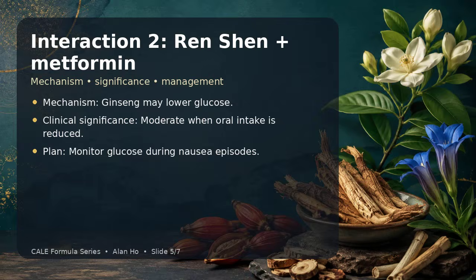Interaction 2 is Ren Shen plus metformin. The mechanism is ginseng may lower glucose. The clinical significance is moderate when oral intake is reduced. My management plan is monitor glucose during nausea episodes.